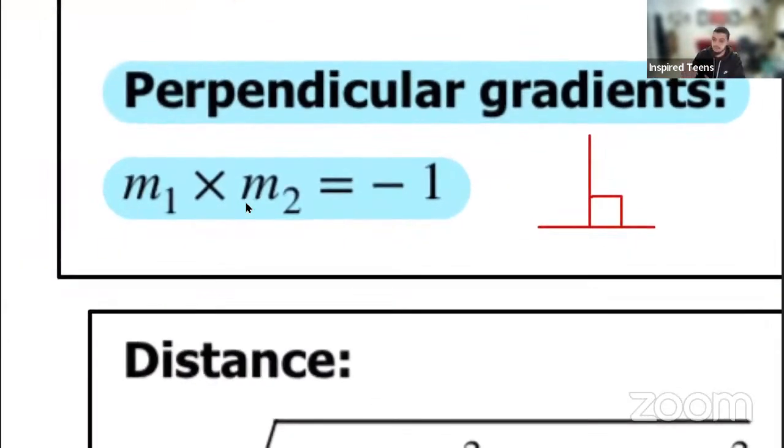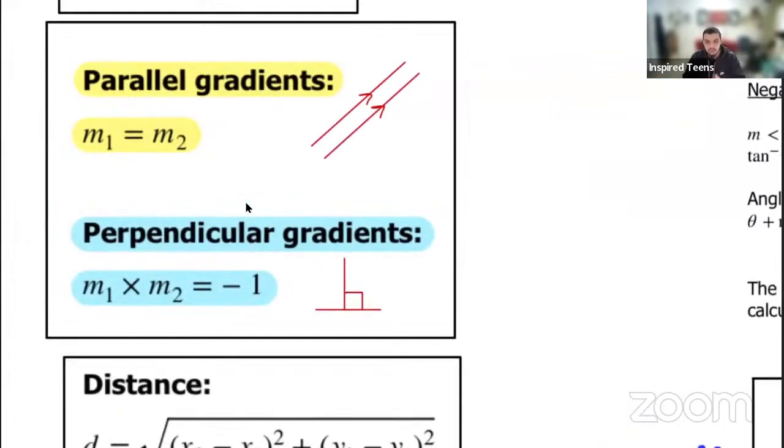Now the relationship between the gradients: it doesn't matter which one is M1 and which one is M2. When you multiply their gradients, you should get -1. That's their relationship. Okay, these are important. This is definitely going to be in your exam. Some concept of testing this is always there, always.